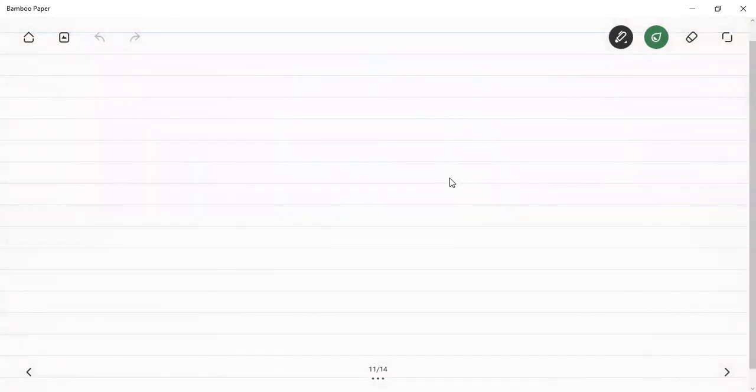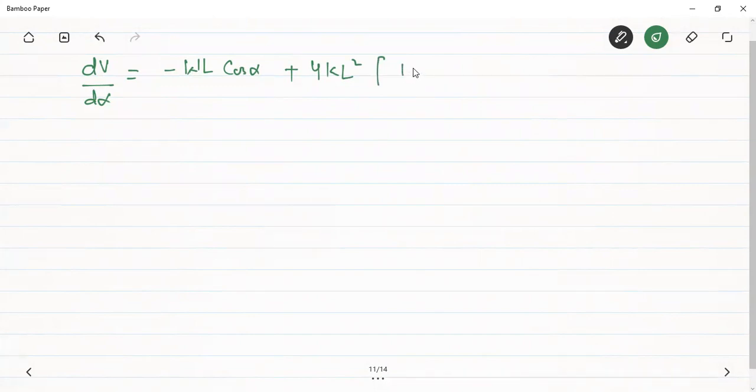For the stability, we have to compute the second derivative. First of all, we'll write the first derivative again, that is dV by d alpha. It was equal to minus WL cos alpha plus 4k L square times one minus cos alpha multiplied by sine alpha. So this was the first derivative.